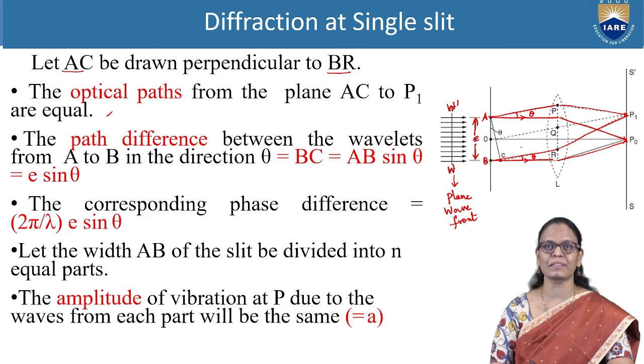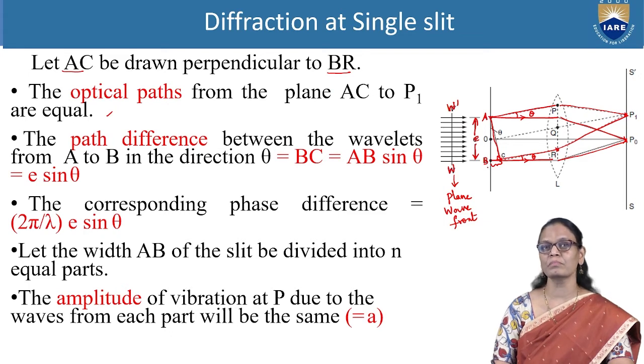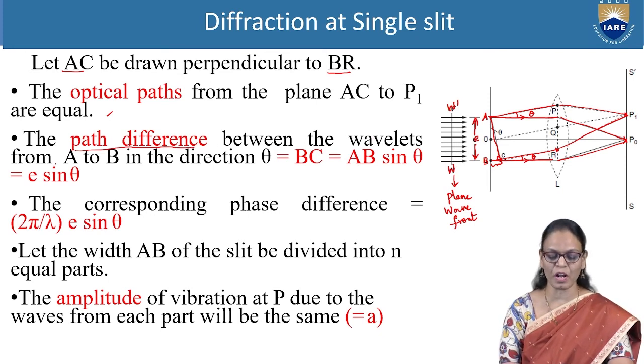So how do we calculate the path difference? For that, we drop a perpendicular from A onto BR. So that will be AC. AC is the perpendicular dropped onto BR, meaning this is the right angle. Now from A and C, the optical path traveled by the rays is the same, from A to P and from C to P. The only difference now is BC. BC is the extra path that is traveled by the ray that is starting from B. So the path difference between the wavelets from A and B in the direction theta is given by BC.